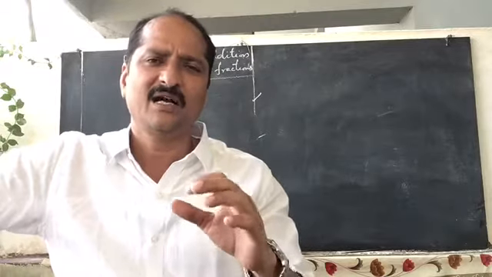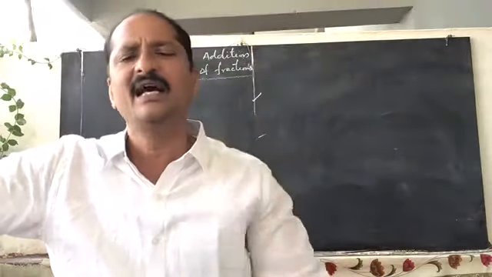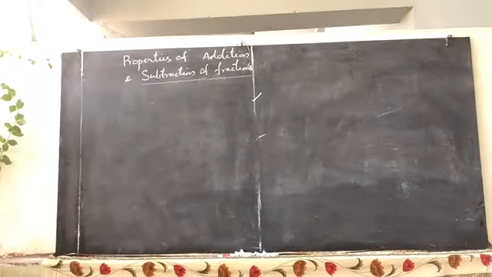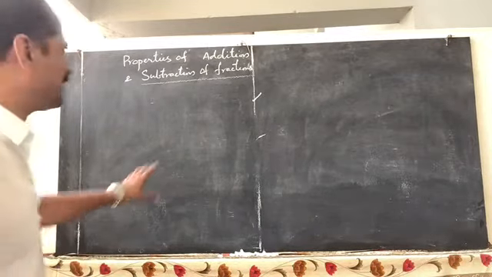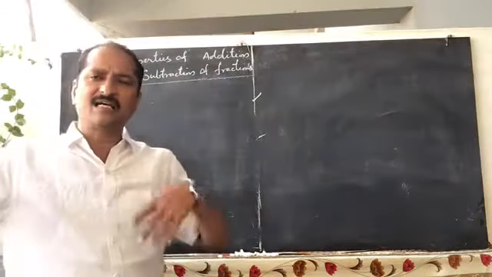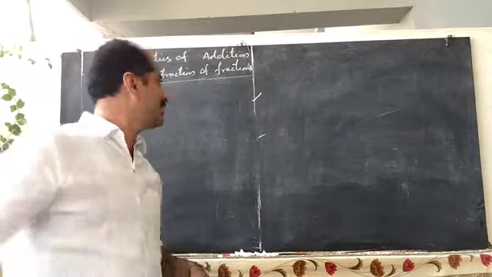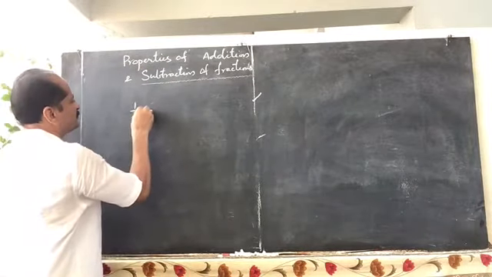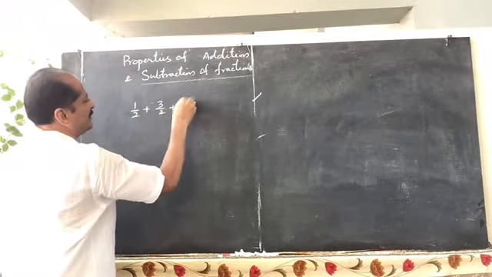These commutative, associative, and distributive properties you can see in higher classes, but now just you can tell about this one. How can you say this one? Okay, now see, 1 by 2 plus 3 by 2 plus 5 by 2.